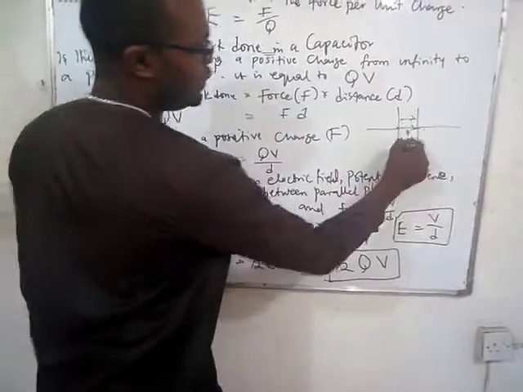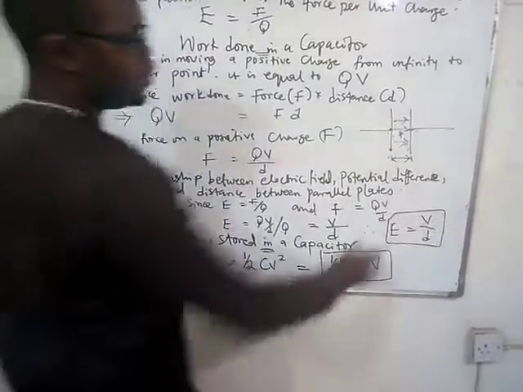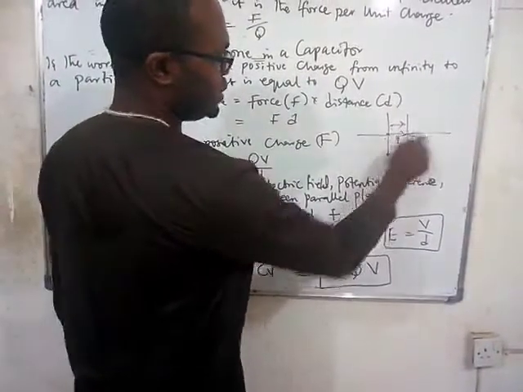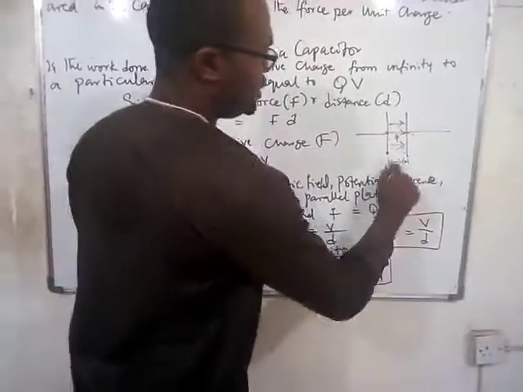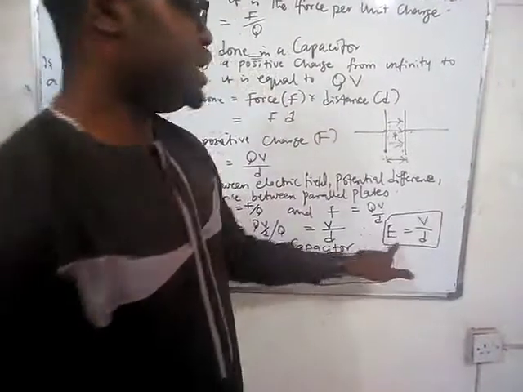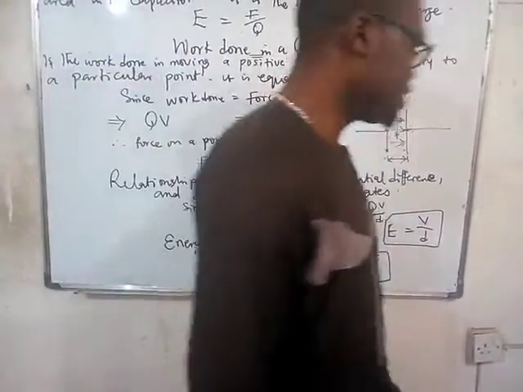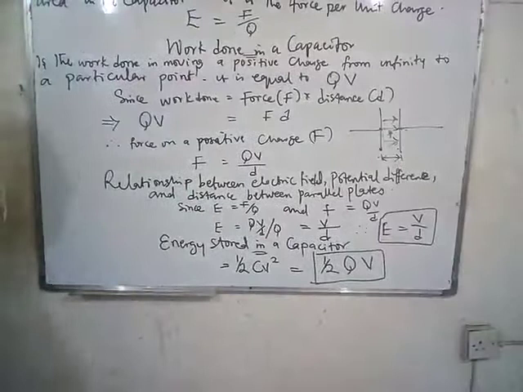So this electric field between the plates is equal to the potential difference across the terminals of the capacitor all over the distance between the plates. Very important relation: electric field equals potential difference all over distance. Take note of this. We are going to be using it in subsequent calculations.